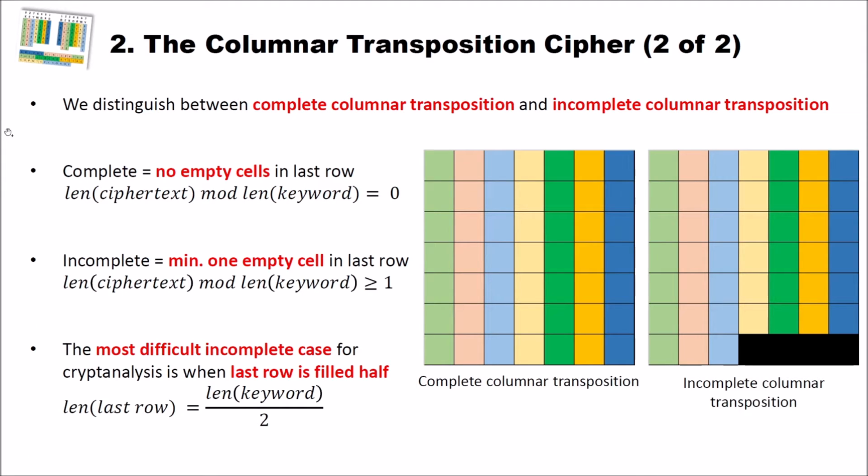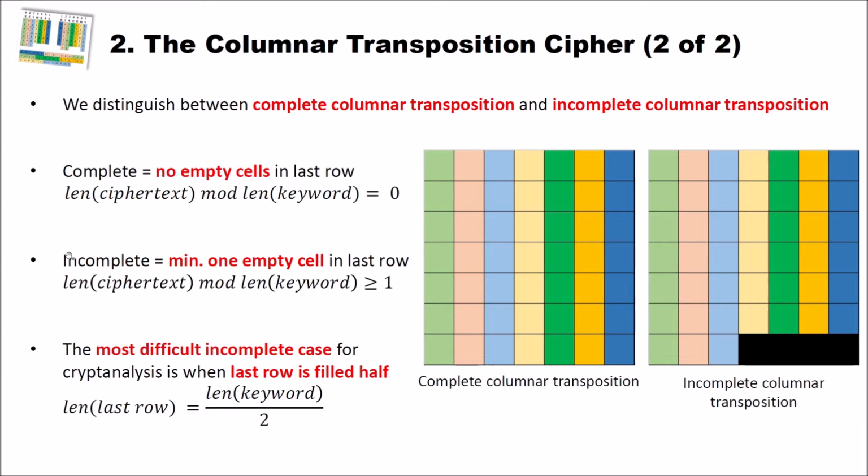Now we have to look in more detail at the columnar transposition cipher, because there are two types of columnar transposition ciphers. We distinguish between the complete columnar transposition and an incomplete columnar transposition. What does this mean? Complete means there are no empty cells in our last row. And this means that the length of the ciphertext modulo the length of the keyword is 0. You can see this here. When we put our text into this grid here, then we fill it completely. This is why we call this a complete columnar transposition cipher.